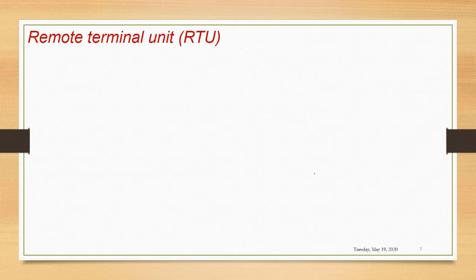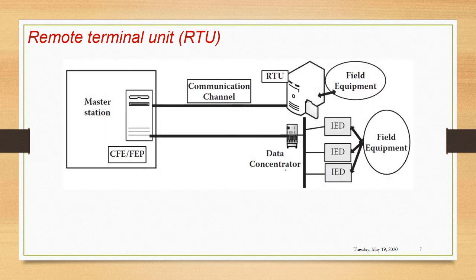It's a computer system. Now we'll see in detail the remote terminal unit, how it acts. You can see here the remote terminal unit block. It gets the data from the field equipment and converts or processes the data into communication packets. Then it sends the data in packets to the master station. In the master station, the data is converted.